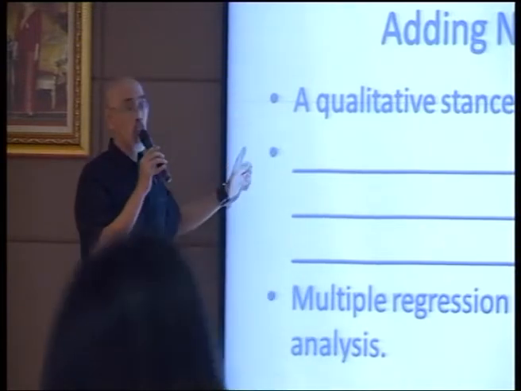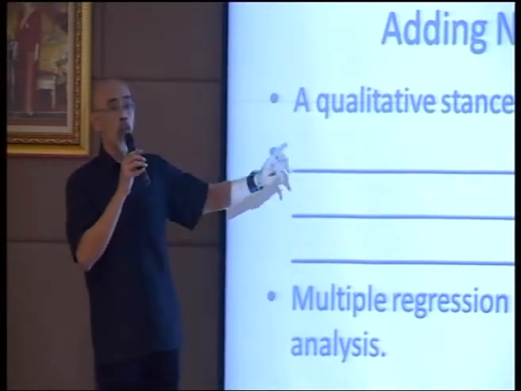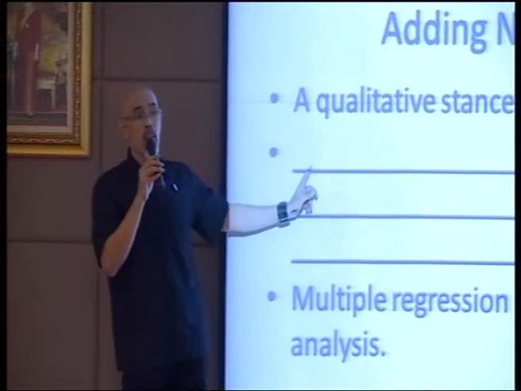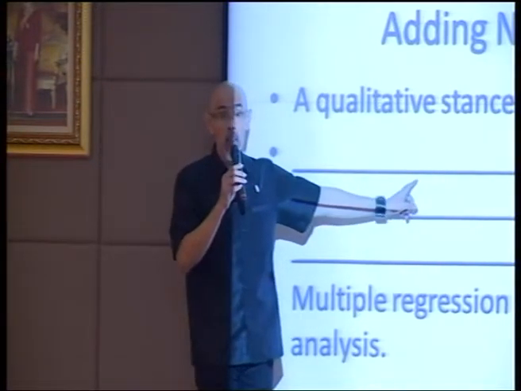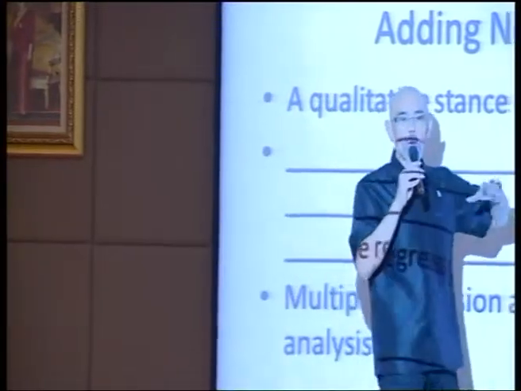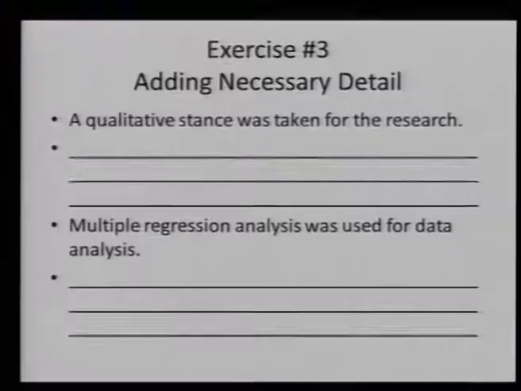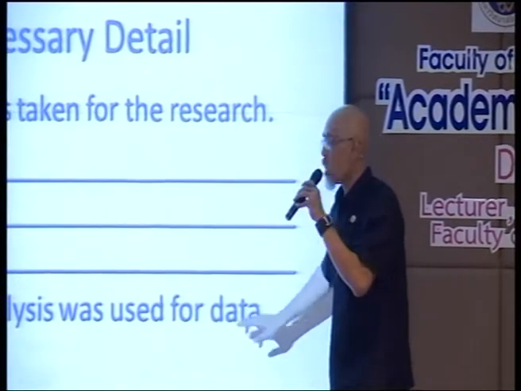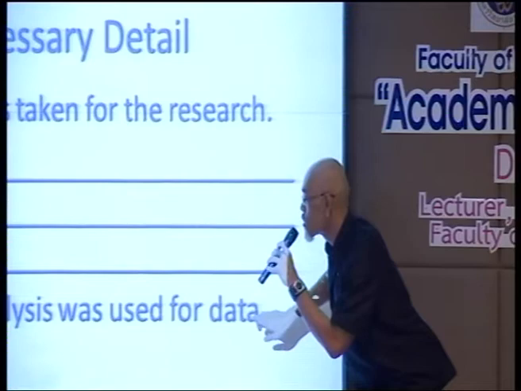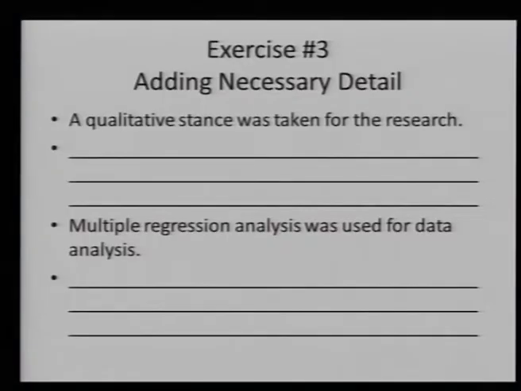Then after you explain, a qualitative stance was taken for the research because the population being studied is a hidden population. Okay? The sample was found where? How many respondents did you find? What were their age ranges? Then you give the detail. Let's look at the next one. Multiple regression analysis was used for data analysis. What's missing?